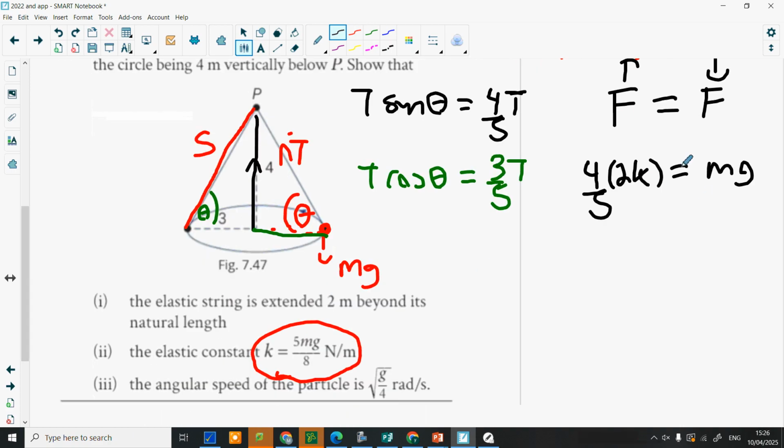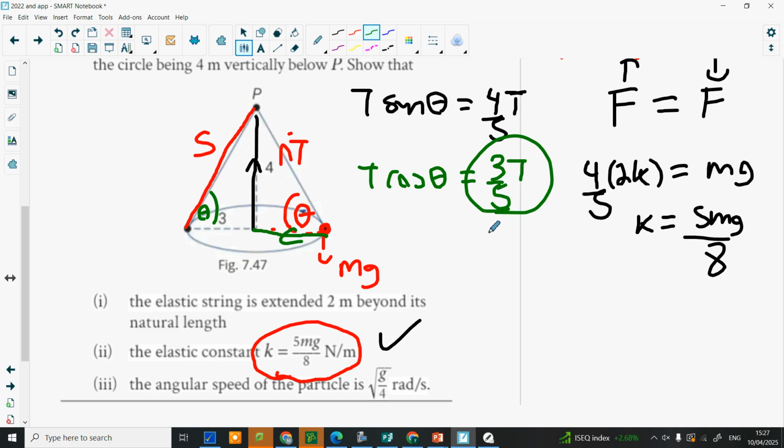Here's hoping I'm getting this right. Yeah, we're about to get it right. Isolate k on its own, and it's 5mg all over 8, as per part 2. So what does one from part 3? Show the angular speed is root g over 4. So remember, it's a horizontal circle, which means we're talking about that 3 over 5 T right there, aren't we? We're talking about the 3 over 5 T going towards the center of the circle equals m r omega squared.